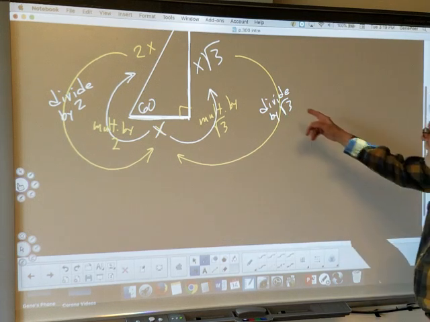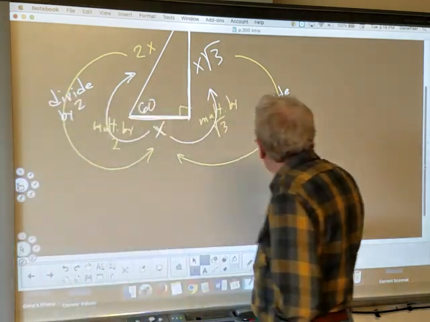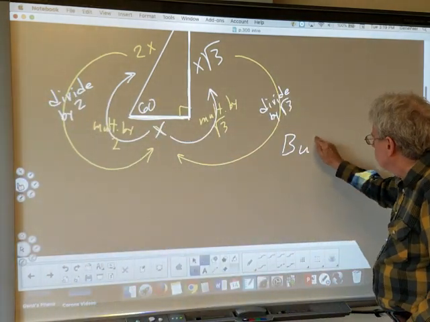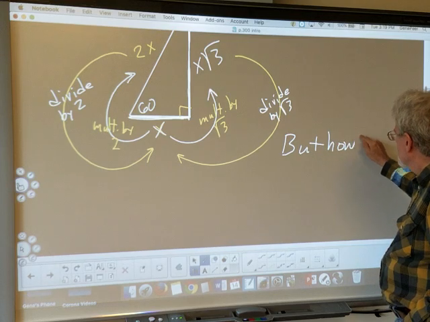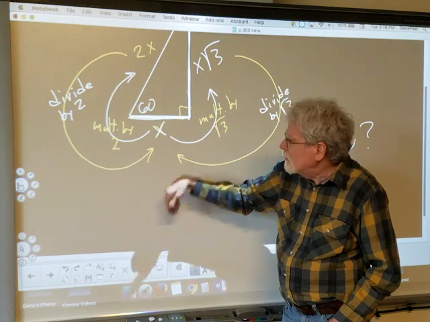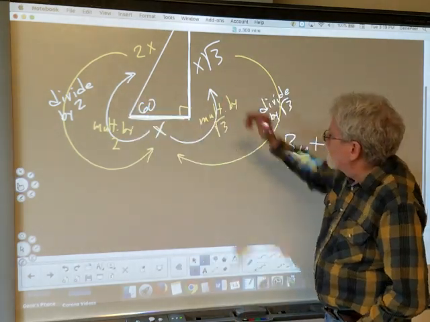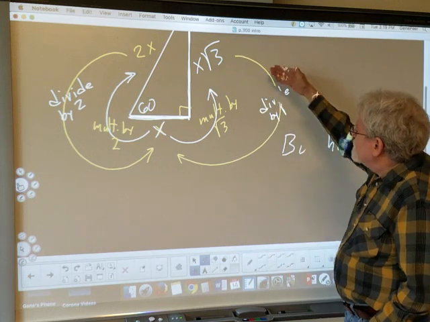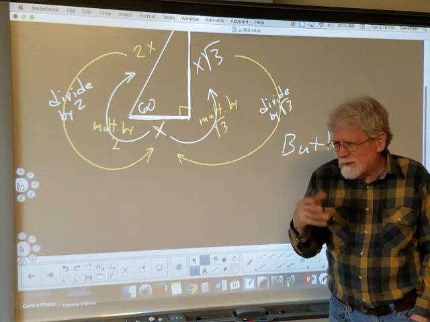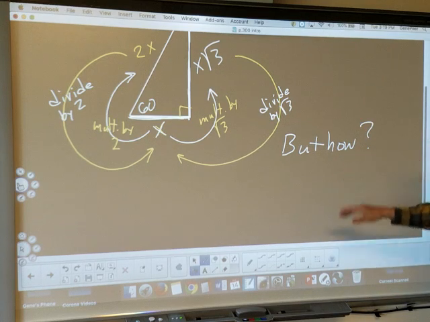Oh, okay, I'm glad you asked. How do we divide by square root of 3? Let's put the rules right here. But how? All right. I mean, we know how to divide by 2, and we know how to multiply by 2. We know how to multiply by square root of 3. But dividing by square root of 3 may be a little tricky, but not really. So here are the rules.